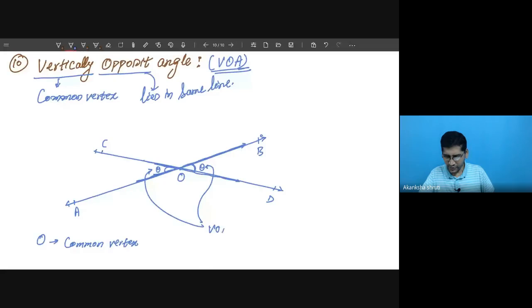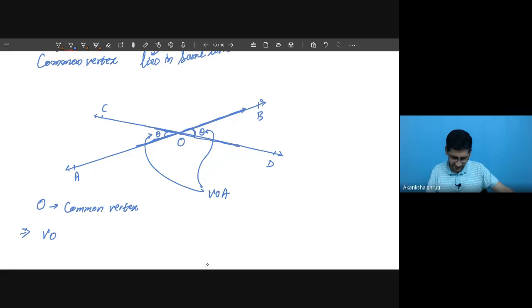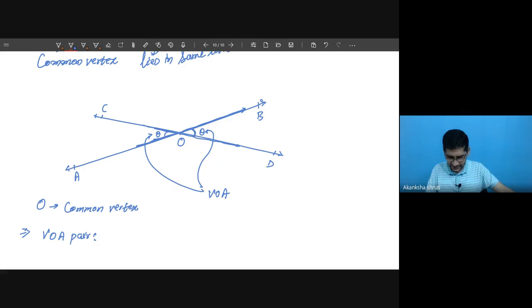So these are vertically opposite angles. Student, is there any other vertically opposite angle possible in this? Then please give the name. COB and AOD. Very good. So these vertically opposite angles are also in a pair, and they are also equal to each other. That we can also prove, that we will also prove right now.